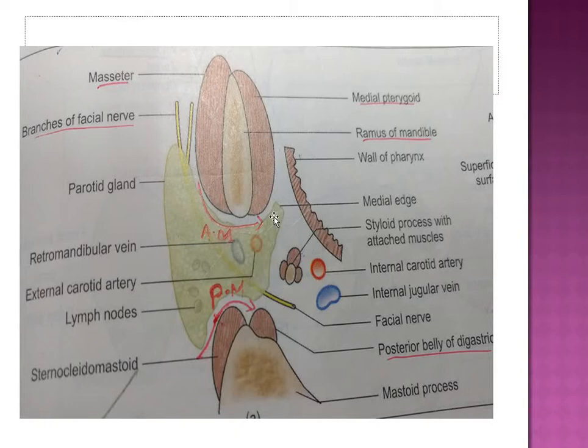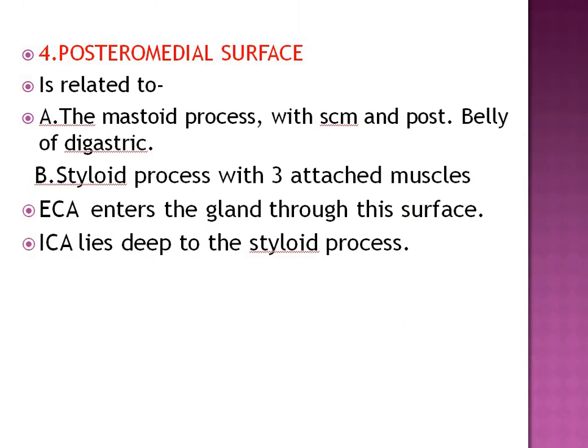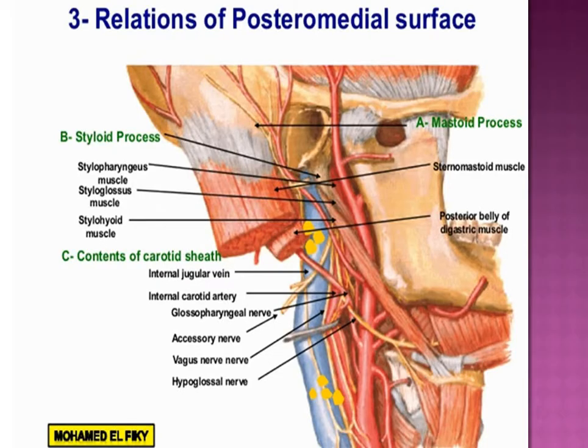So this is the anteromedial, this is the posteromedial. As we say, the posteromedial surface is in relation to the mastoid process with the sternocleidomastoid and the posterior belly of the digastric, and the styloid process with the 3 attached muscles. The external carotid artery enters the gland through this surface, and the internal carotid artery lies deep to the styloid process. You can see this in the diagrammatic representation.